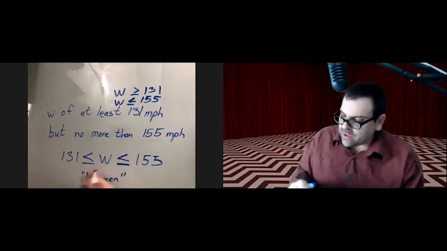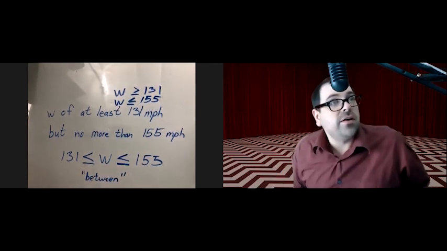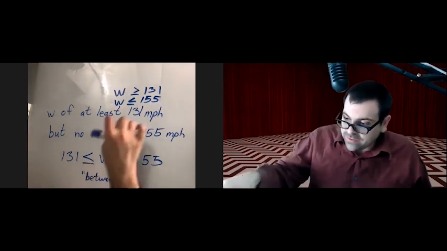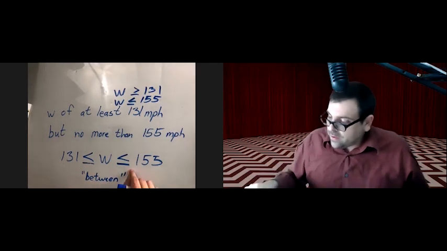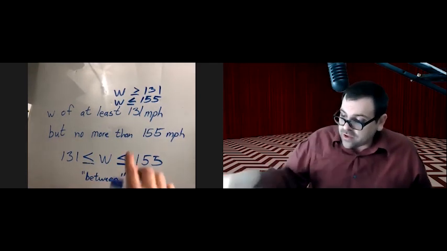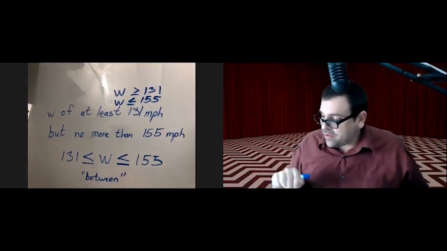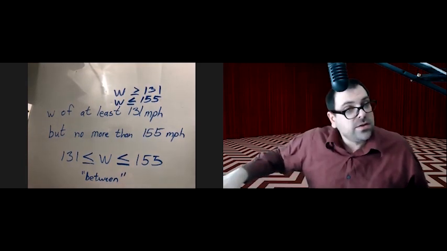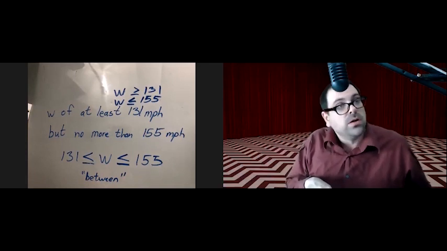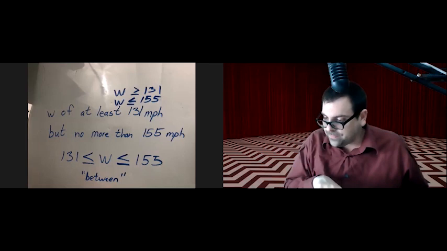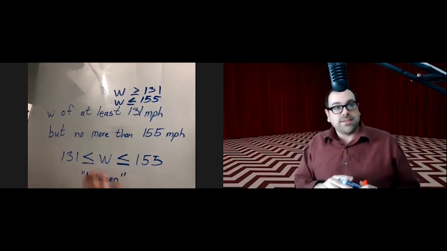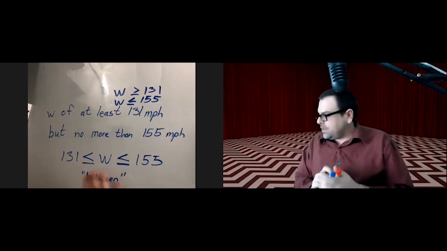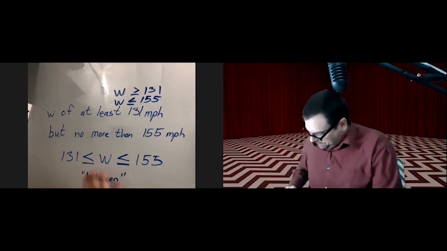In this case, it's between and including the values, because 131 itself is at least 131. It's also no more than 155. 155 itself is no more than 155. It's also at least 131. Anything higher would not count. Anything lower would not count. And we'll talk more about these compound inequalities in a little bit.